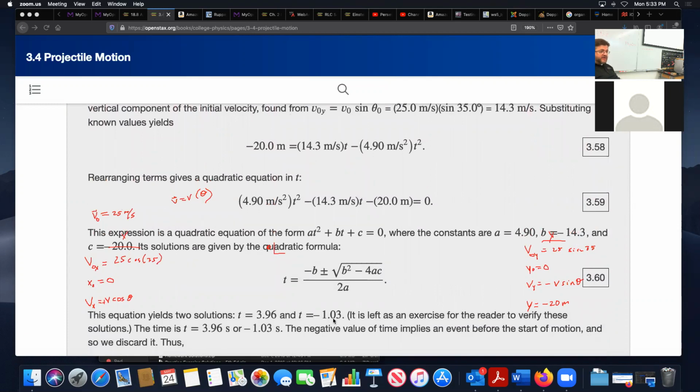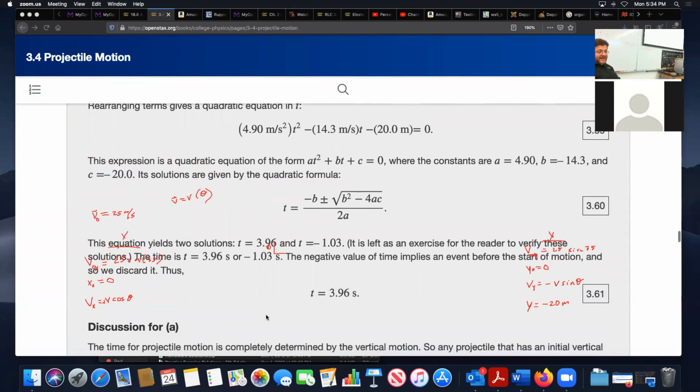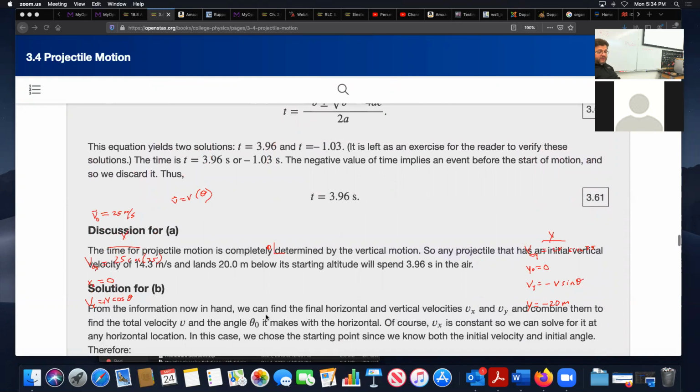And of course, we choose the positive time because time only moves forward for some reason. And believe it or not, we have no idea why time only moves forward, except philosophically, I suppose. But anyway, you have 2 solutions. We pick the positive solution, 3.96 seconds. If time is 3.96 seconds, guess what? We can use that all over in our other equations.